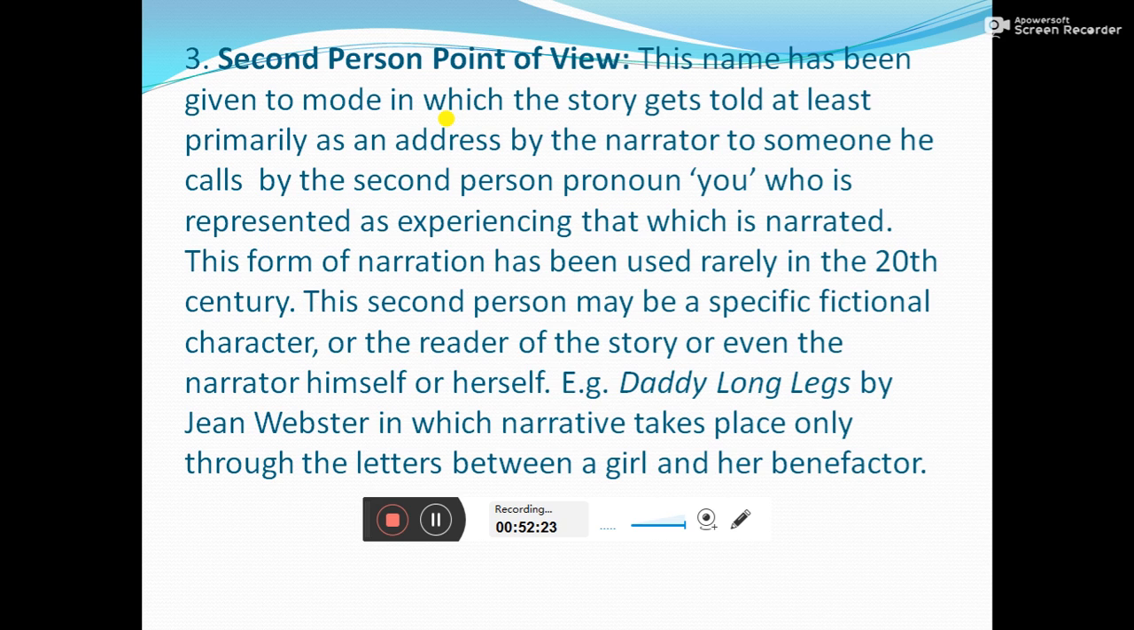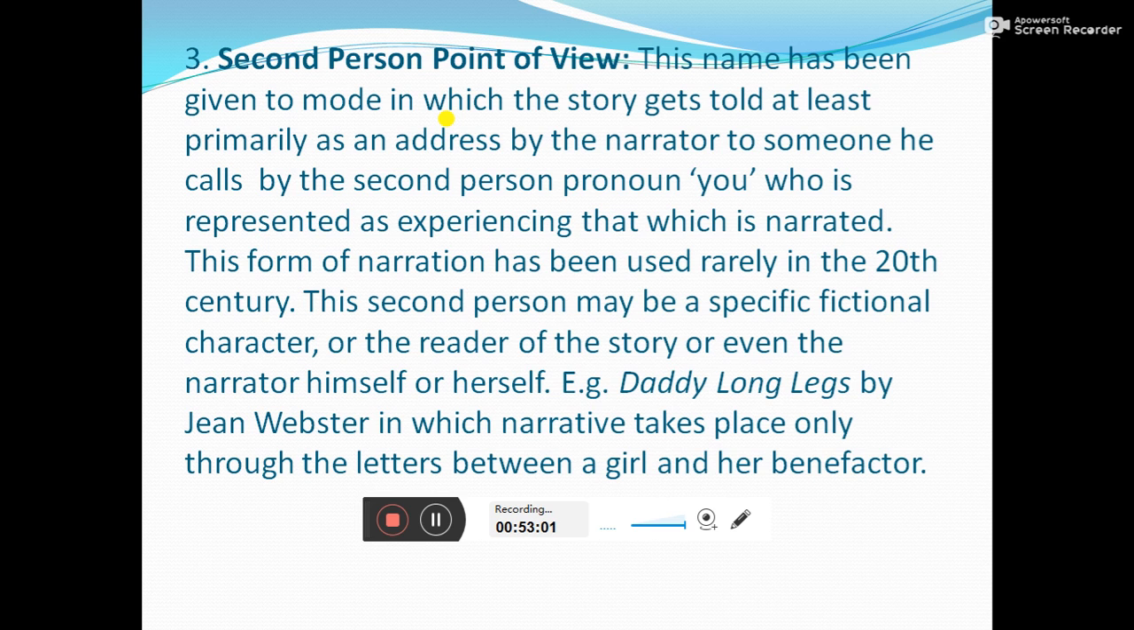As in real life we call someone you when we talk to someone, as in "you are a smart boy," in the same way the second person point of view is a type in which the story gets told, at least initially, as an address by the narrator to someone he calls by the second person pronoun you, who is represented as experiencing that which is narrated. This form of narration has been used rarely in the 20th century.